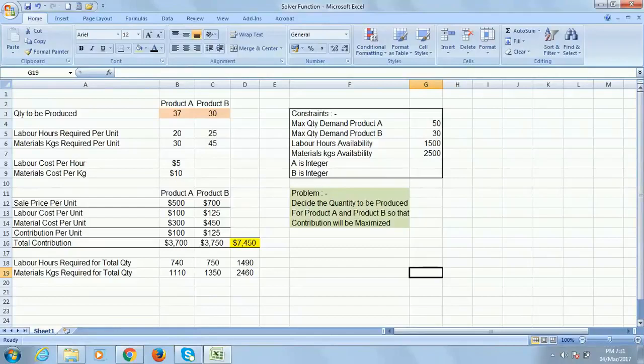Friends, today I wish to discuss one very useful tool in Excel, which is very useful for decision making. Which product is to be produced and how much quantity of that product we should produce. Many times in a factory there is a situation of deciding which product should be produced and with which quantity, given the availability of labor hours and availability of materials.